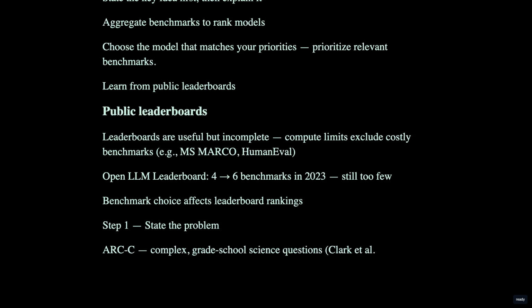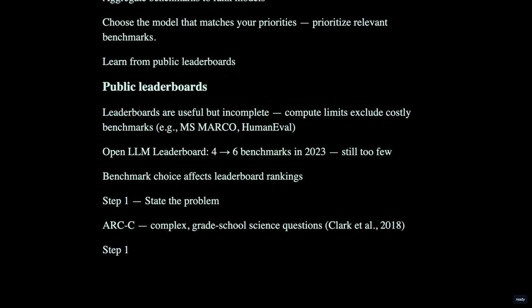ARC-C is a benchmark created to test a system's ability to solve multi-step, grade school level science problems. It focuses on questions that require combining facts, causal reasoning, and simple chains of inference rather than lone factual recall. This is the first point.